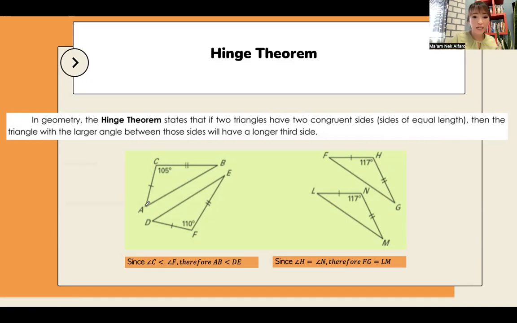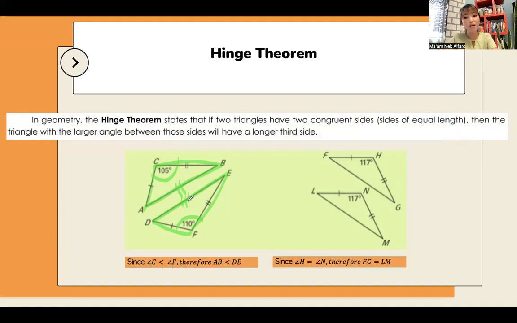We have triangle A, B, C, and triangle D, E, F. And they have given measures of angle. We have angle C, measuring 105 degrees, and angle F, which measures 110 degrees. Since angle C is less than angle F, is it correct? Yes, 105 is less than 110. Therefore, segment AB is less than segment DE. Okay, so I hope you get it.